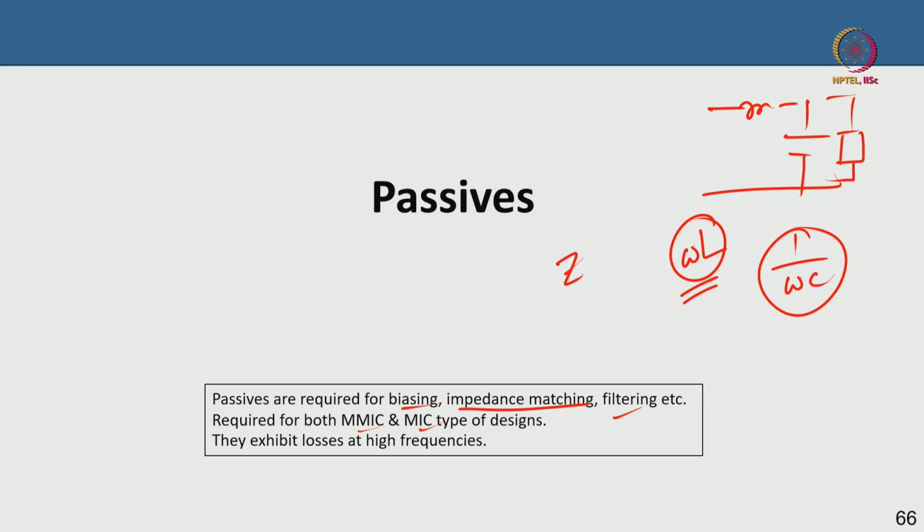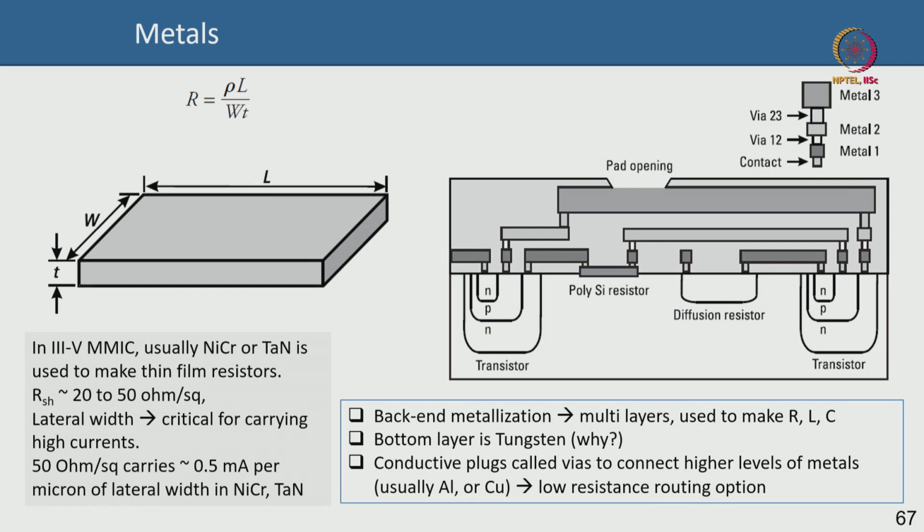The first passive that we have to talk about, in general it's not a passive but a critical component, is metal, because it is metal using which you are going to make inductors, capacitors oftentimes, transmission lines, via holes, interconnects and whatnot. So metal is most fundamental.